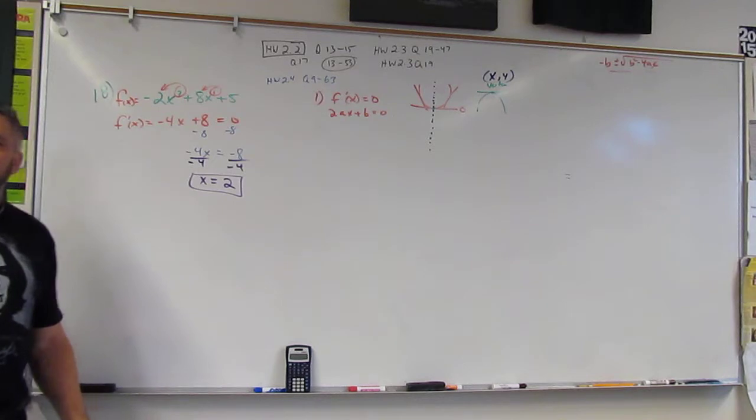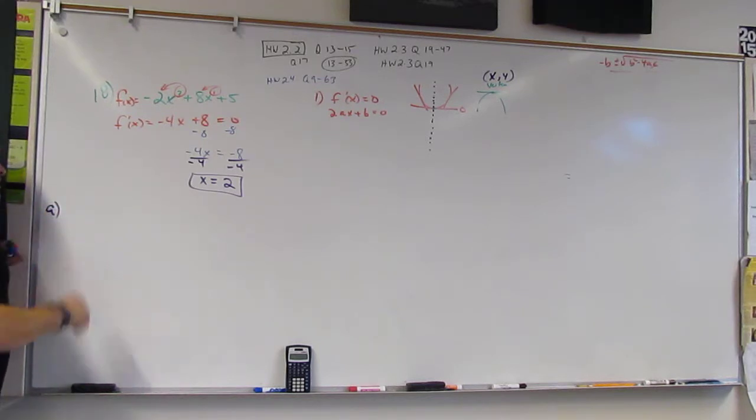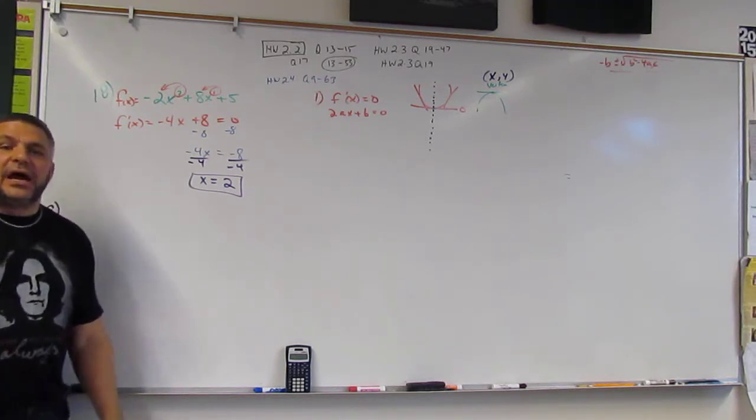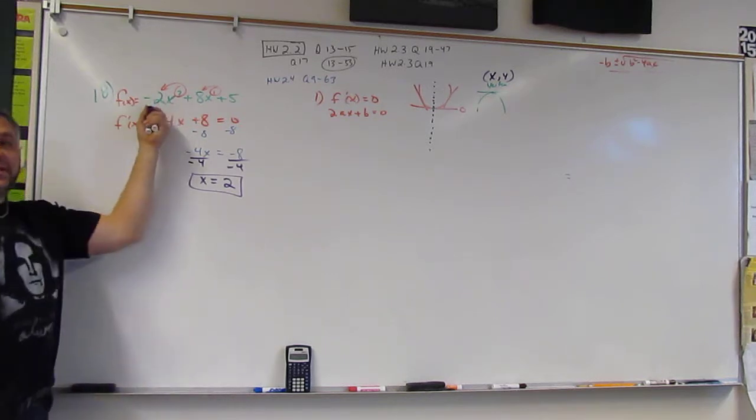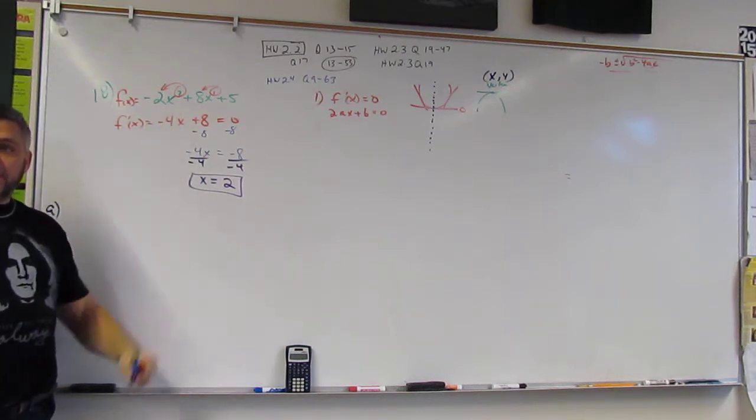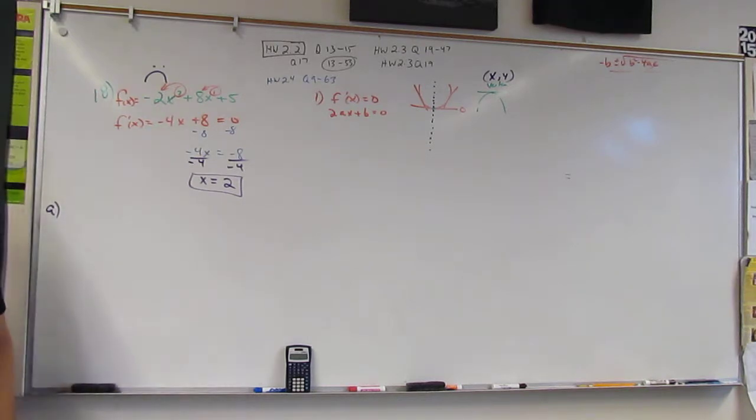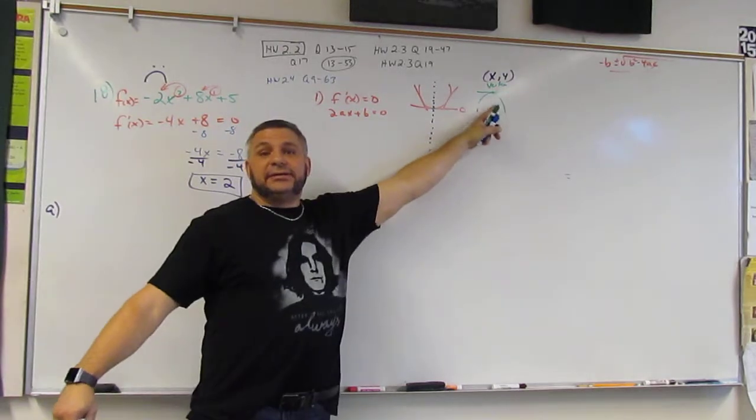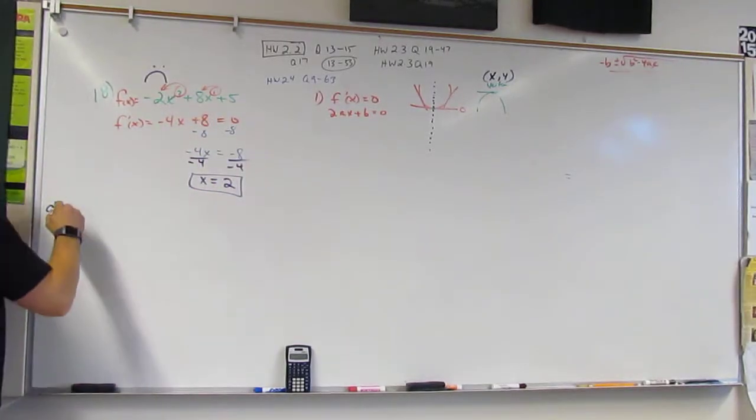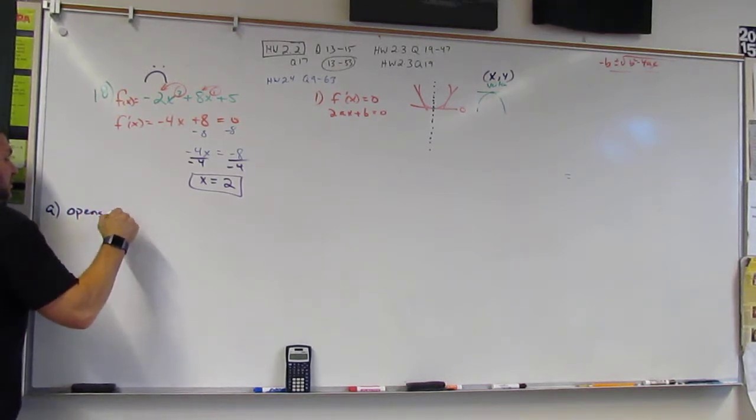Now, we do want to answer some of the questions. They ask you, does it open up or does it open down? You should be able to look at this and tell me, is it happy or frowning? It opens down, because this is minus, so it's going to look like this frowning face. So it opens downward.